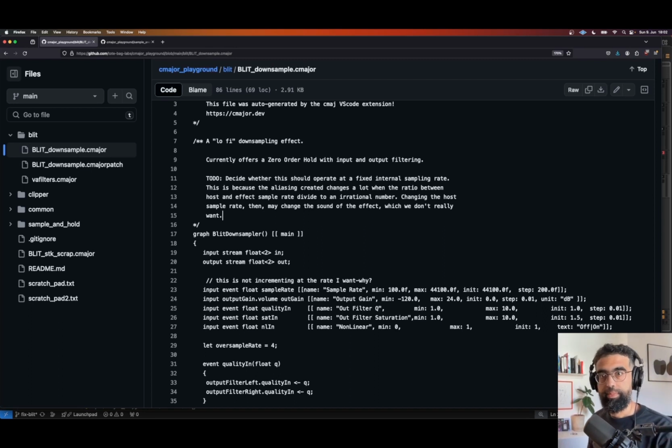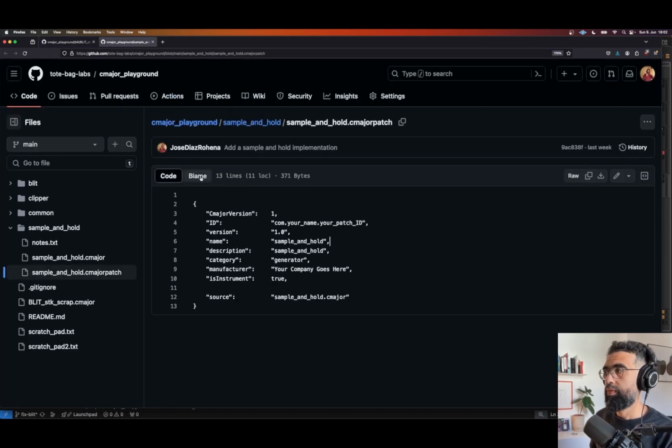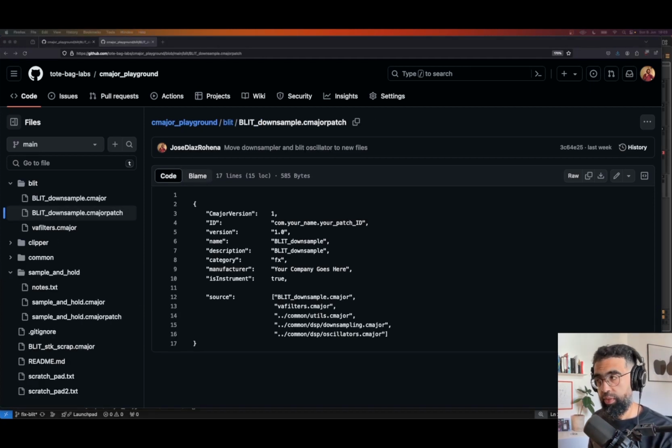But first, I want to address yet another thing. This isn't quite a correction, but it is some extra context. In the previous installment, I said that I didn't like how you had to declare file dependencies in Cmajor patches. And I used this as an example.